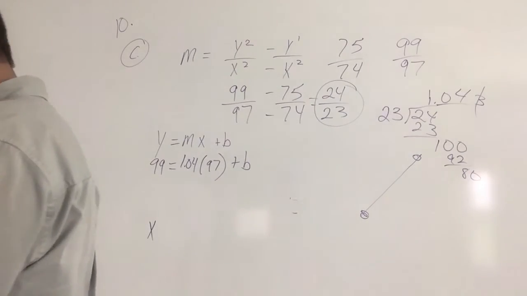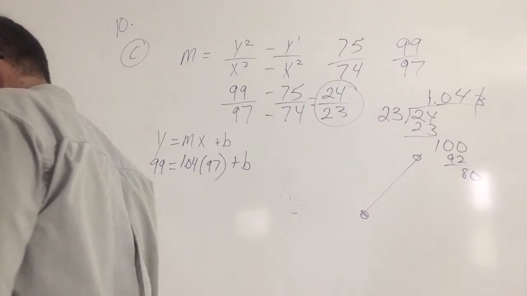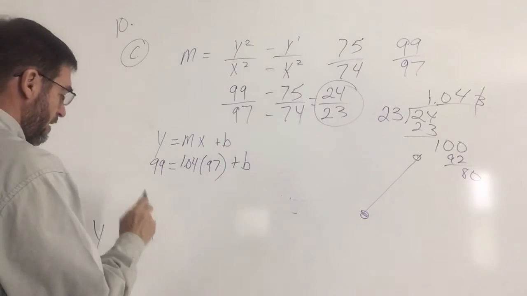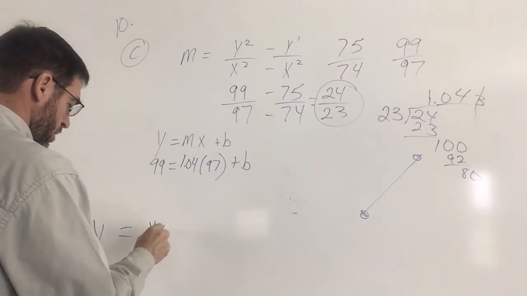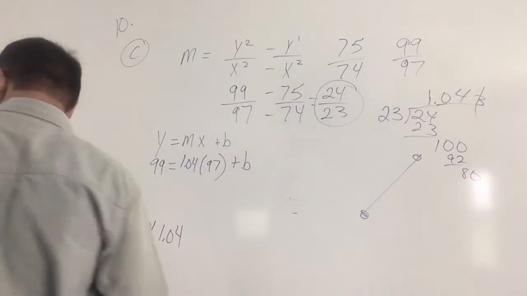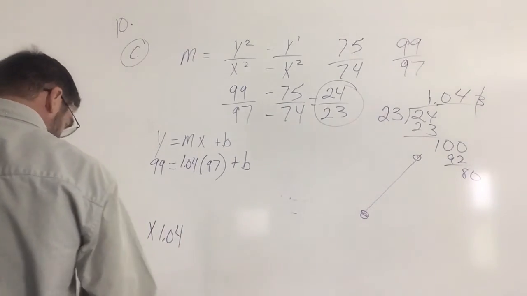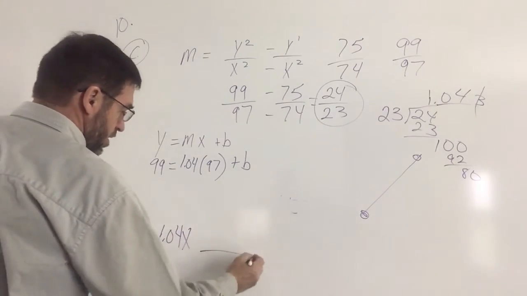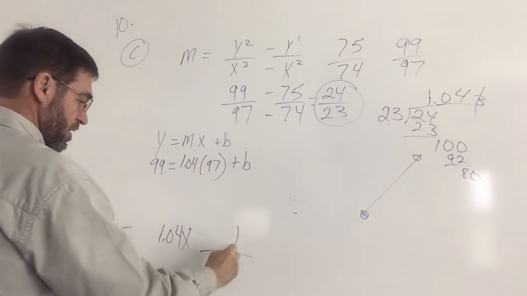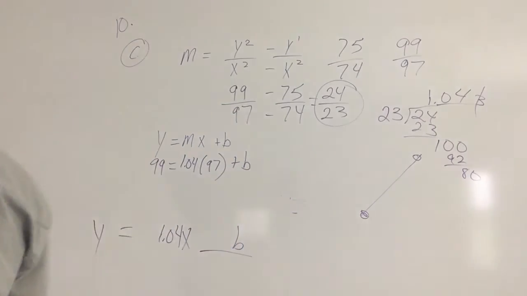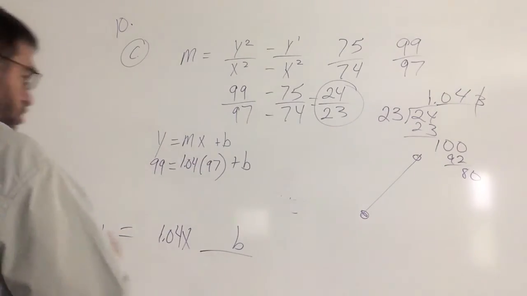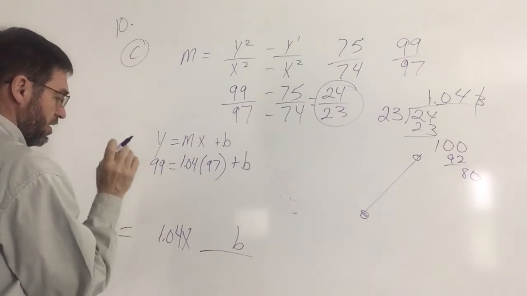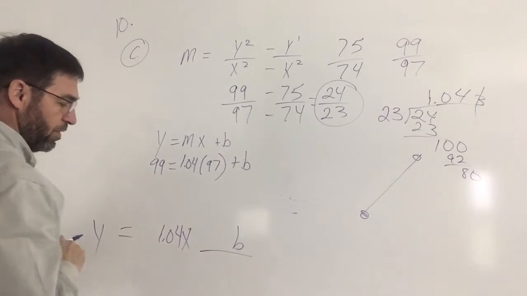If I tell you how to write this, your M is 1.04. So you're going to write Y equals 1.04X, and then you will put this answer right here, whatever the B answer is. And that will be your equation. You multiply these two together, and then you bring it over here and subtract it from 99, and that will be your B's answer. That will be what you put there.